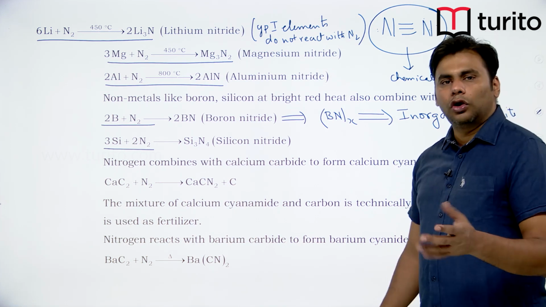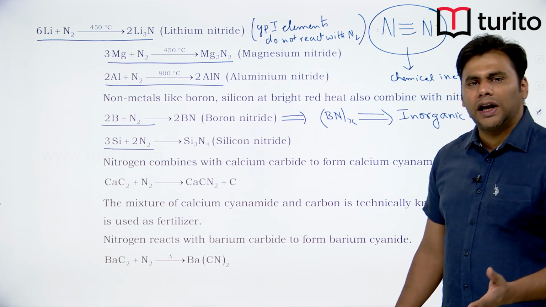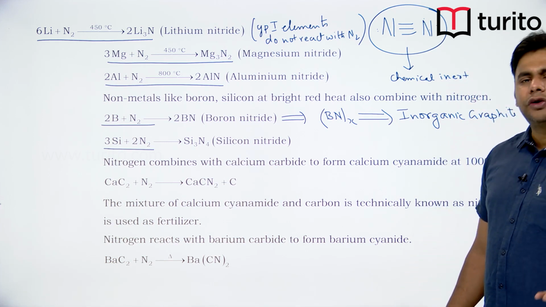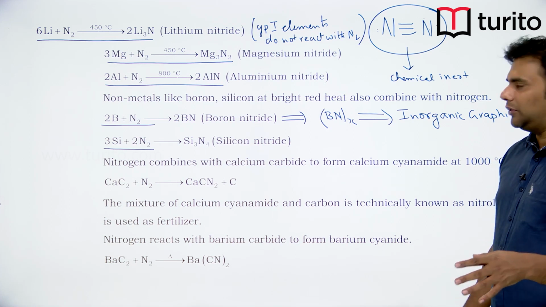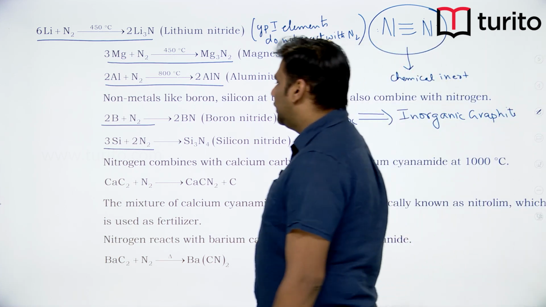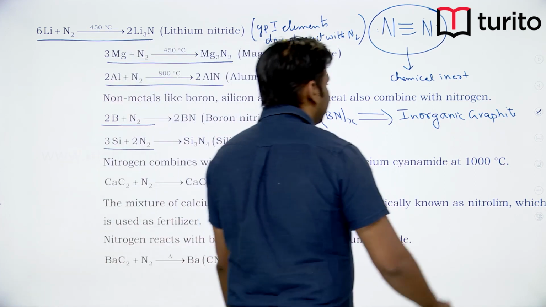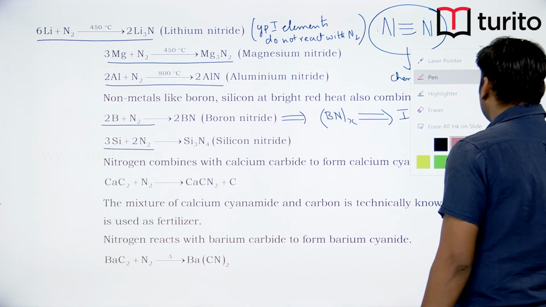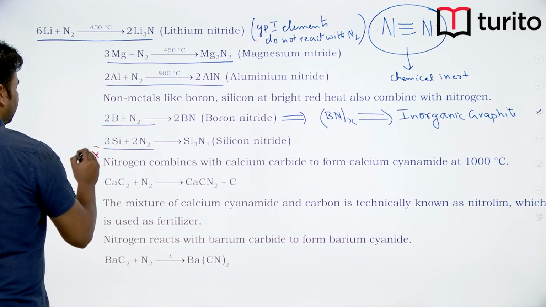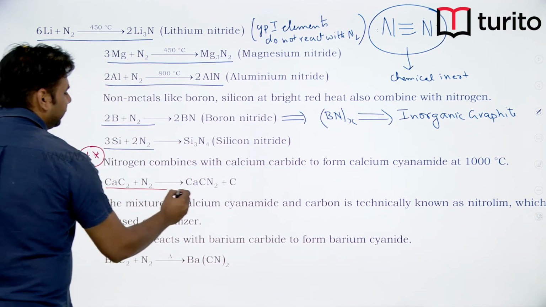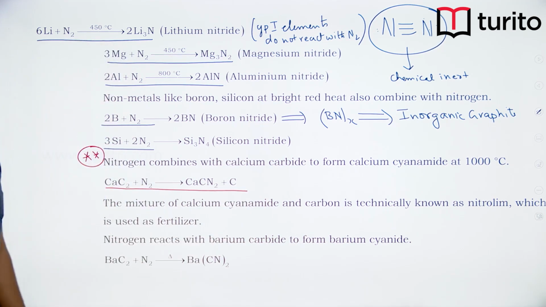If you go to group 2, all the group 2 and group 3 elements will be able to react with nitrogen, because they are smaller in size, they can polarize the nitrogen atom easily. Now, this again is a very important reaction. Nitrogen combines with calcium carbide and forms calcium cyanamide. So, calcium carbide reacts with nitrogen and forms calcium cyanamide.